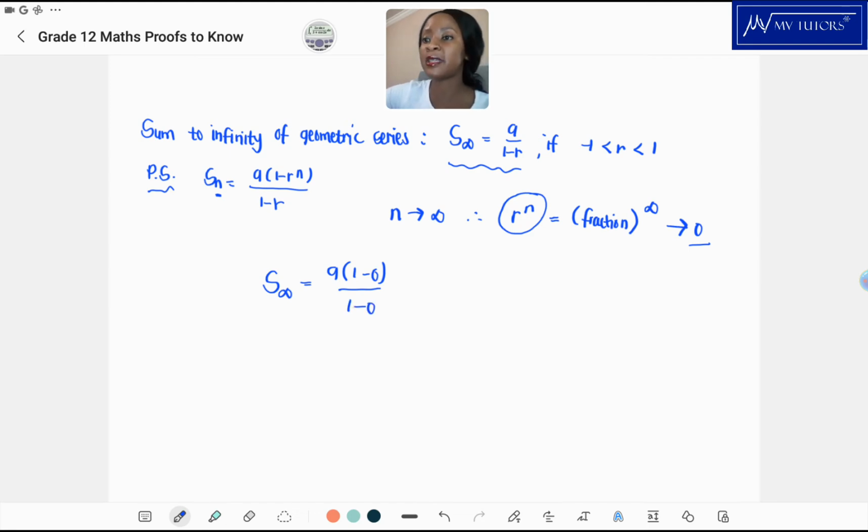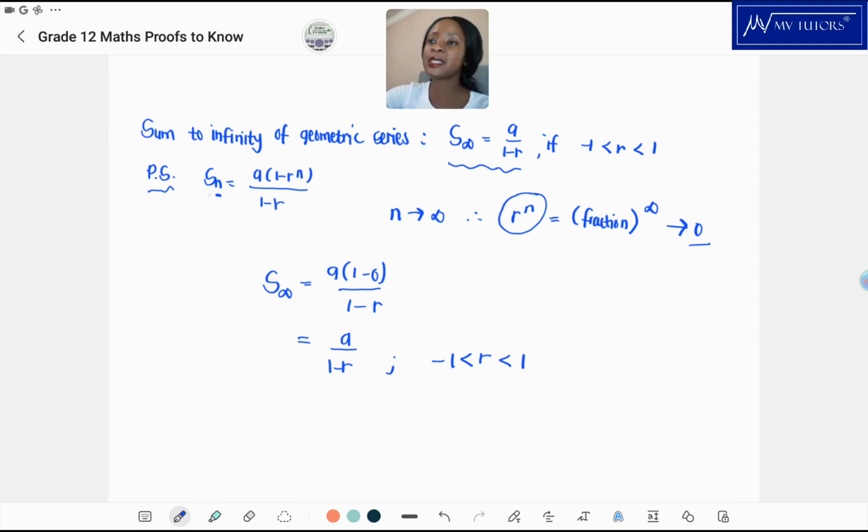So r is a number between negative 1 and 1, all right? So then I would have a over 1 minus r. And the condition as well, like we said, is that r should be in between negative 1 and 1. So that's basically how you prove it.